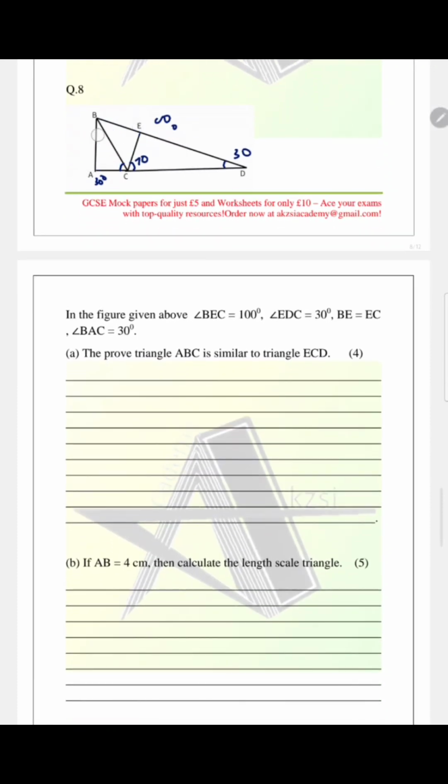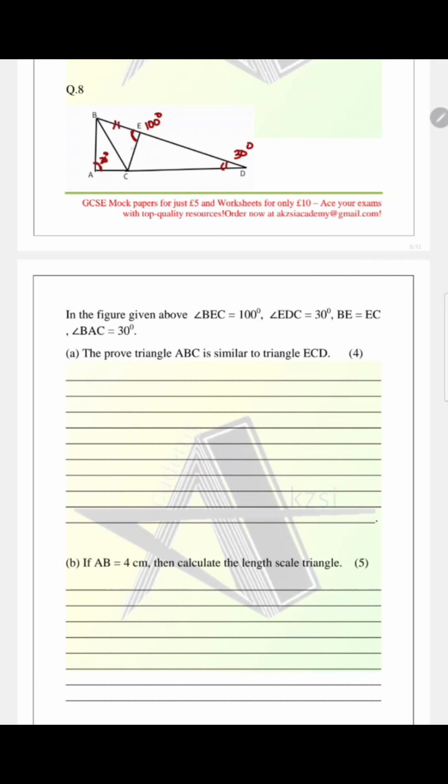In the figure given above, angle BEC is 100 degrees. So angle BEC, that means this one, is 100 degrees. Angle EDC, this one, is 30. And angle BAC, obviously the figure is not up to the mark. Though it looks like it's 90 degrees, it's not. Angle BE equals angle EC.